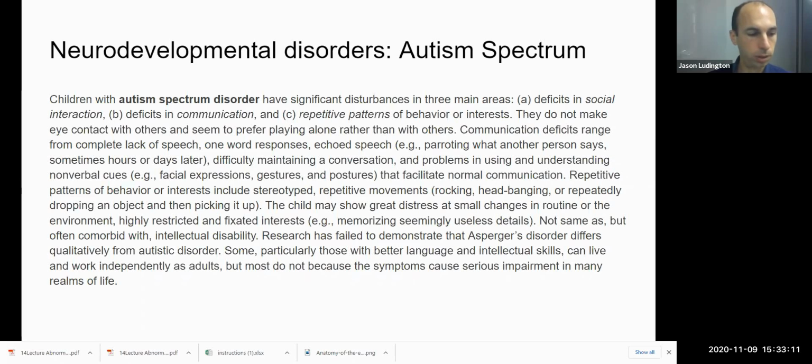And well, let me read the words here on the slide. Those with the disorder have significant disturbances in three main areas. There's deficits in social interaction, communication, and repetitive patterns. They do not make eye contact with others. That's probably one of the biggest giveaways.